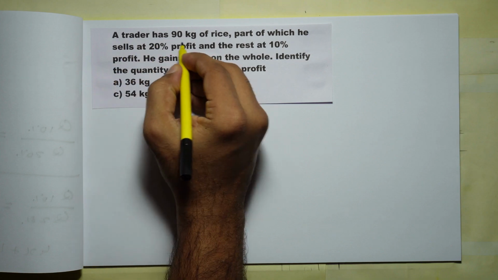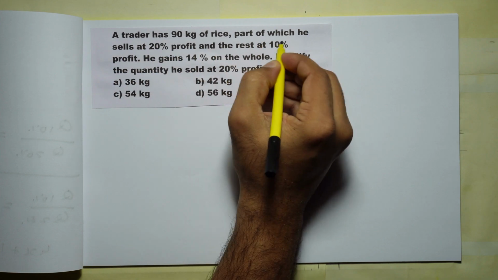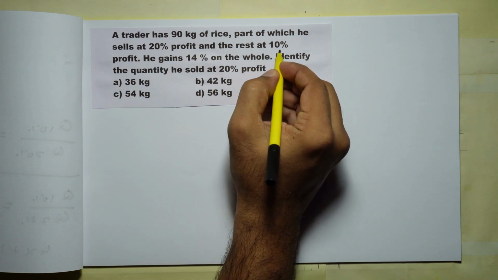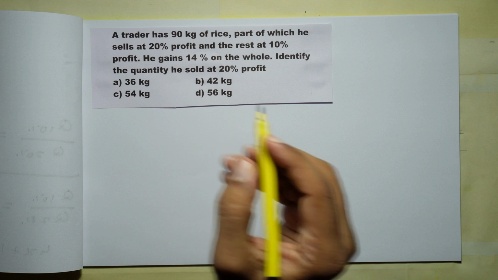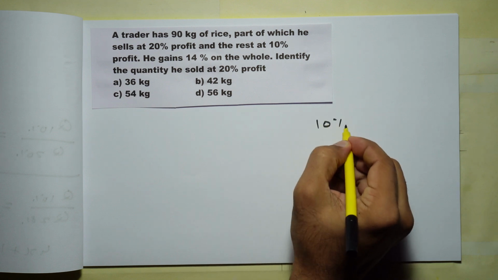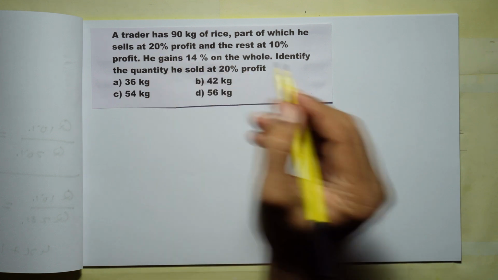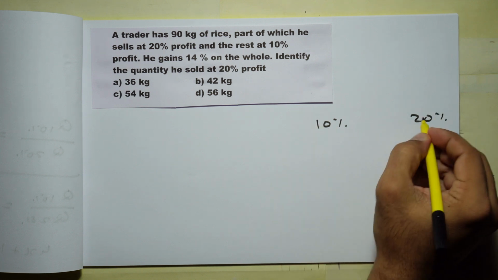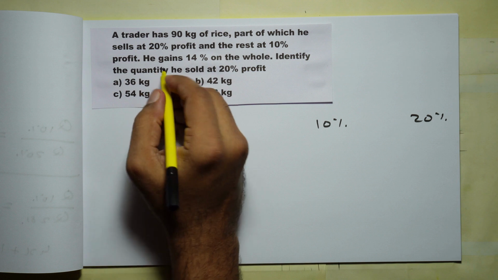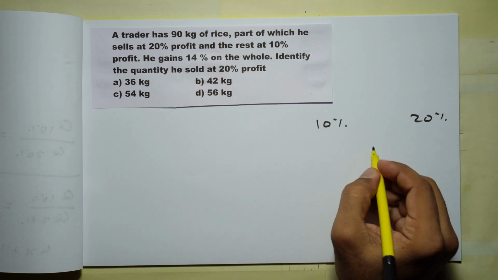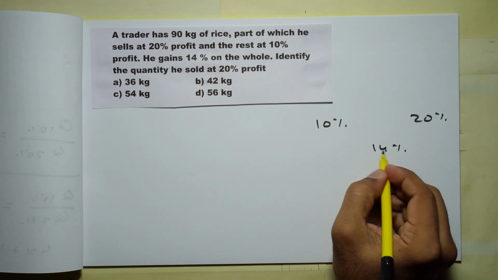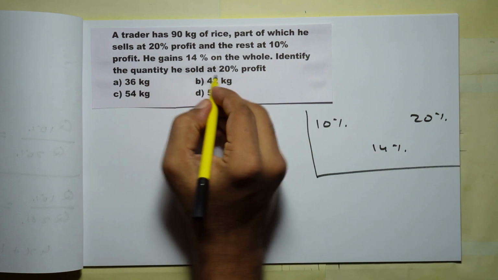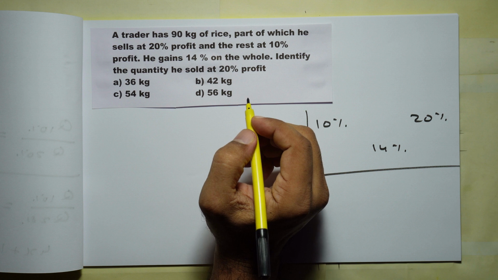A trader has 90 kilograms of rice, part of which he sells at 20% profit and the rest at 10% profit. So from one part he is getting 10% profit and from the other part he is getting 20% profit. That is lower returns and higher returns. He gains 14% on the whole. So overall he is getting 14%. Identify the quantity he sold at 20% profit.